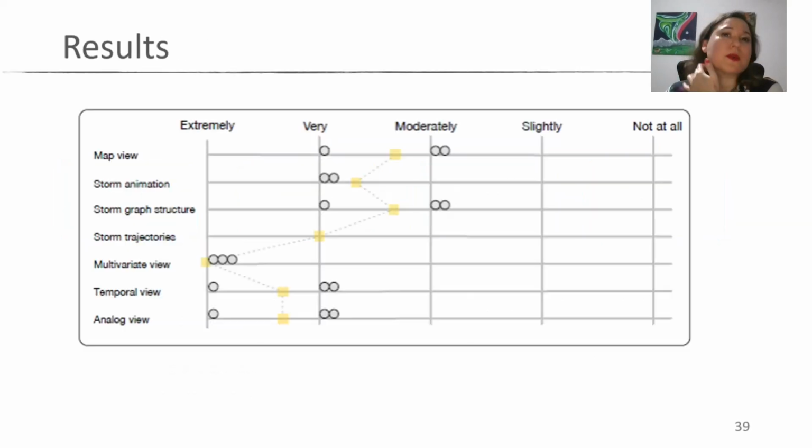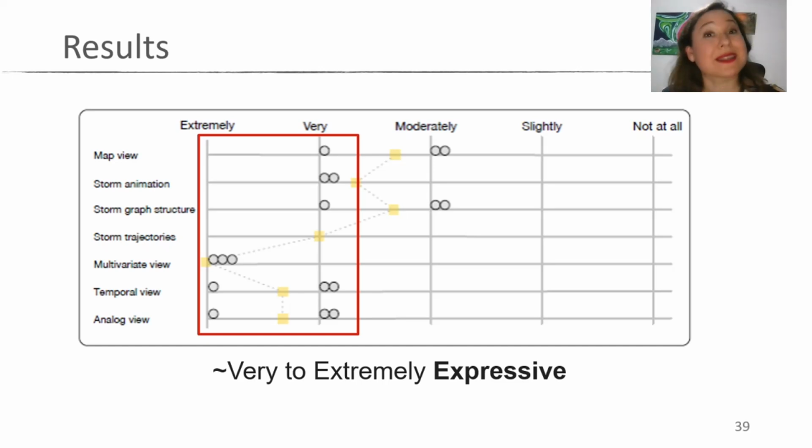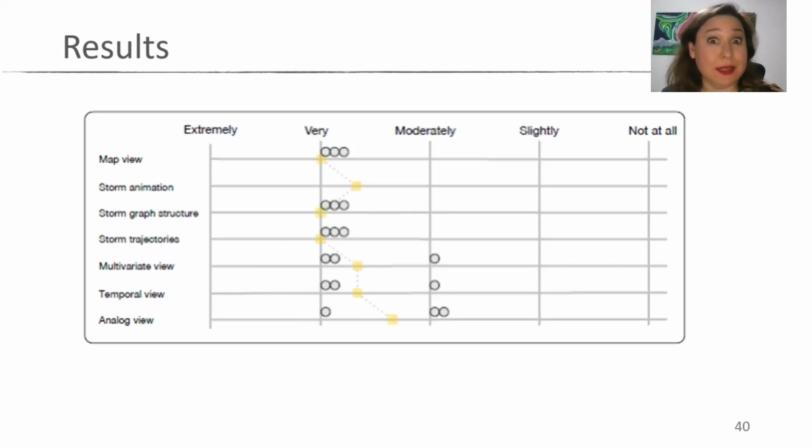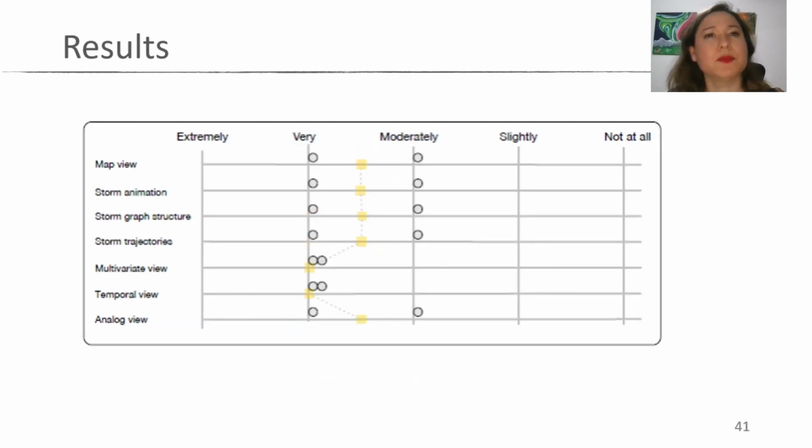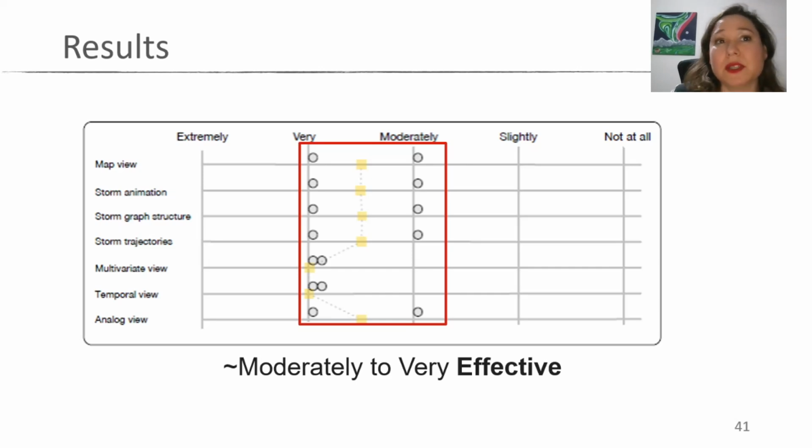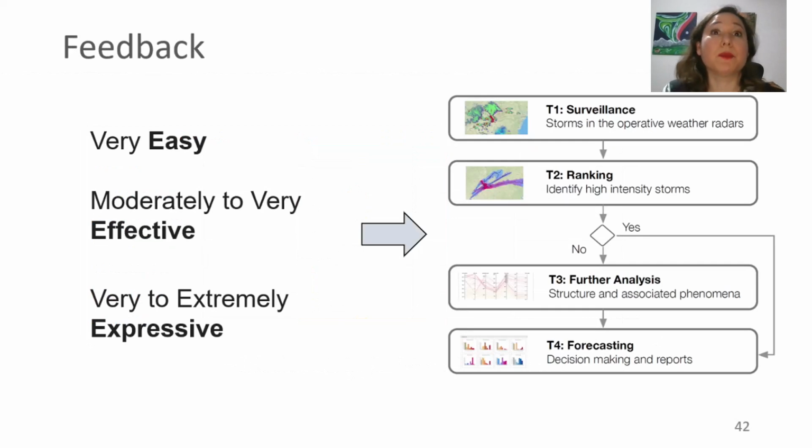The results of our interviews showed that domain experts found the visualizations very to extremely expressive, very easy, and also moderately to very effective. These very positive results were not all. They also proposed scenarios where our visual tool can work, for example, to perform real-time analysis and post-factum analysis, to monitor the meteorological situation and carry out analysis of the severity potential, and finally to estimate the near future displacement of thunderstorms in a particular region.